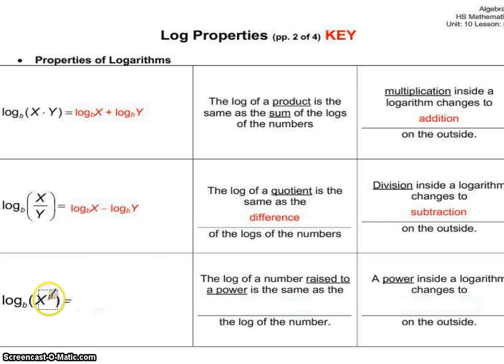Now, what do you notice about the p? Where does that p value go? The p value goes in front of the log. So you're going to know that it's the same as a power times a log. So the function we're going to use here is multiplication. That will become your a.